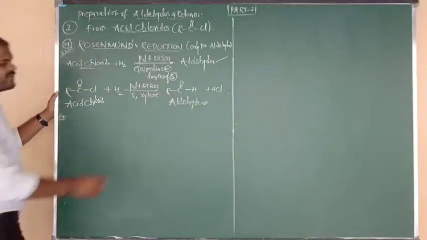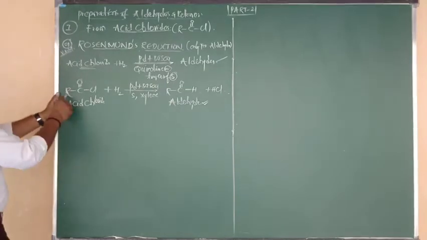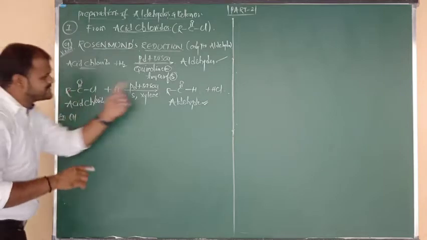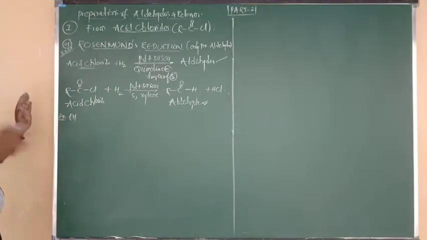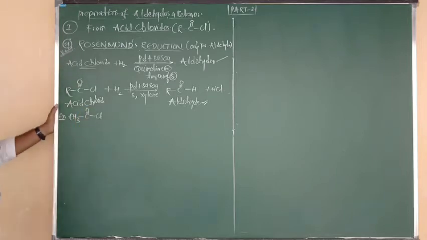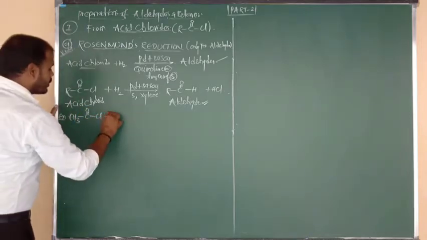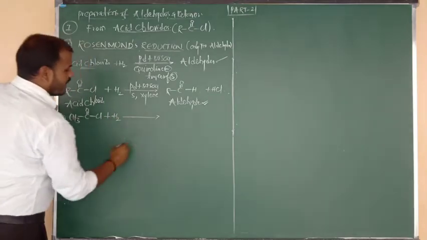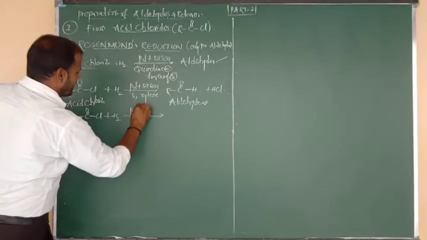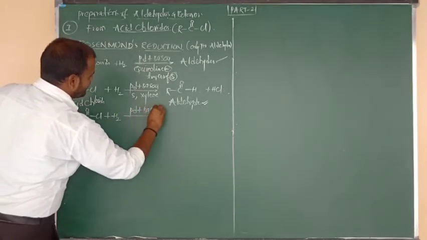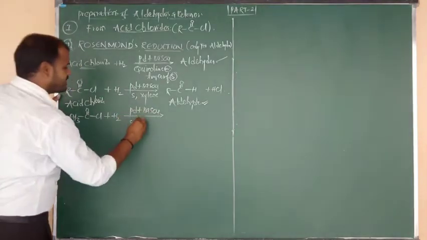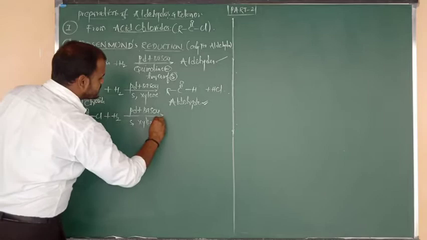Let me consider first the preparation of aliphatic aldehyde. So R is replaced by CH3. CH3 bonded to C double bond O, connected to Cl. It undergoes reduction, so addition of H2 takes place by using the Rosenmund reagent. What is the formula? Palladium plus barium sulfate in presence of traces of sulfur, and also in presence of what? Xylene, and we can also take phenolene.